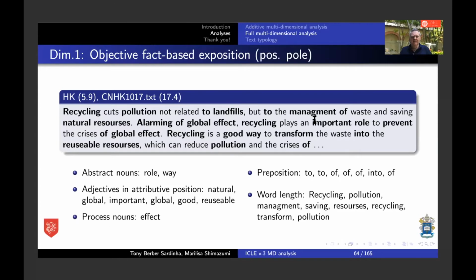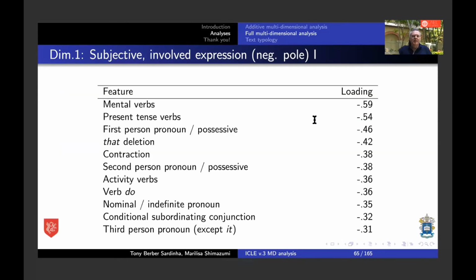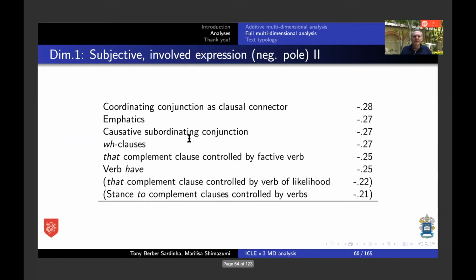And then as opposed to that, you have the subjective involved expression dimension, which is very different. You get all of these mental verbs, the present tense verbs, the first, second, third person pronouns, also coordinating conjunctions, WH clauses. All of these give the students the tools they need in order to express subjectivity and to get involved with their interlocutors.